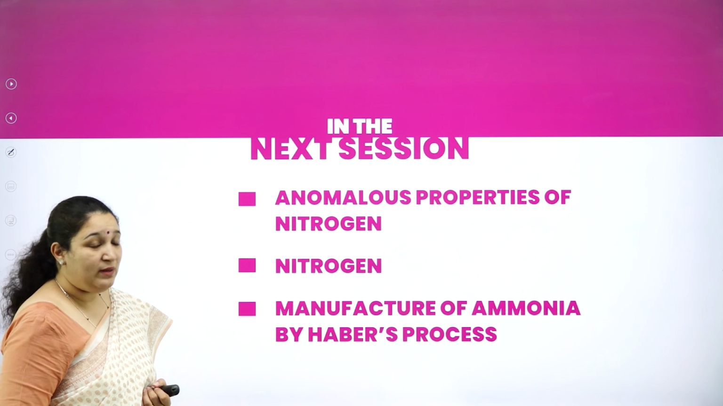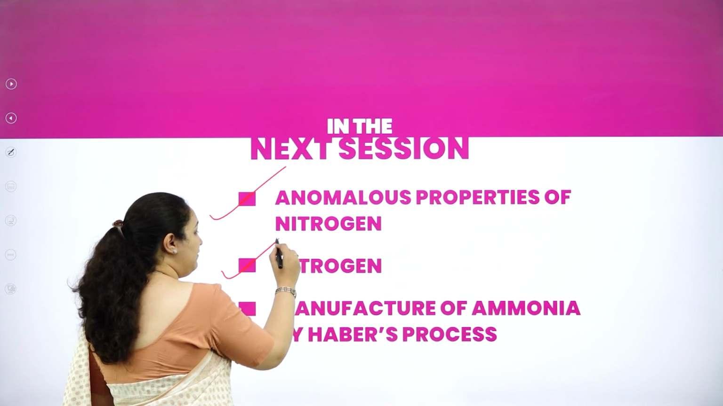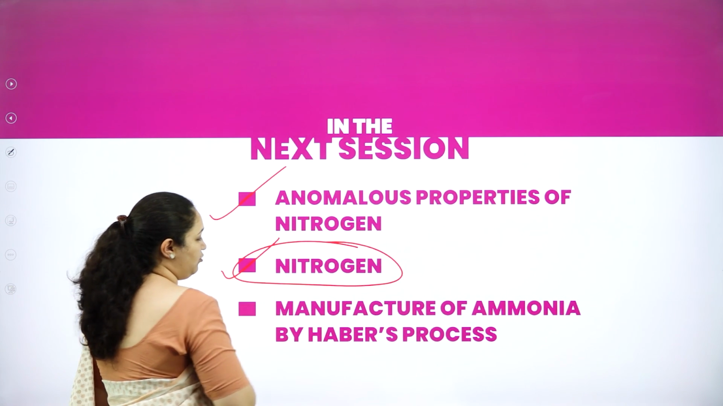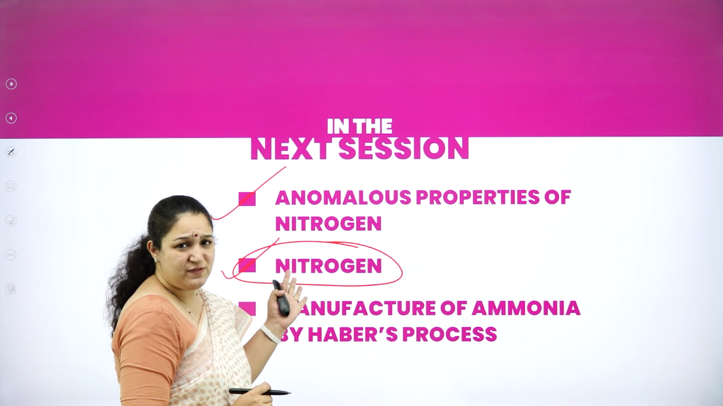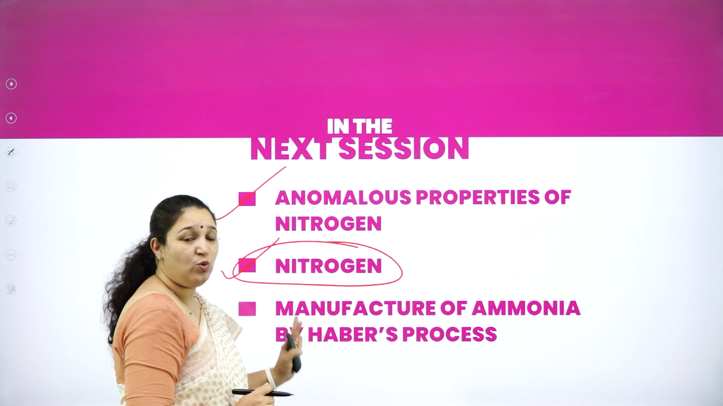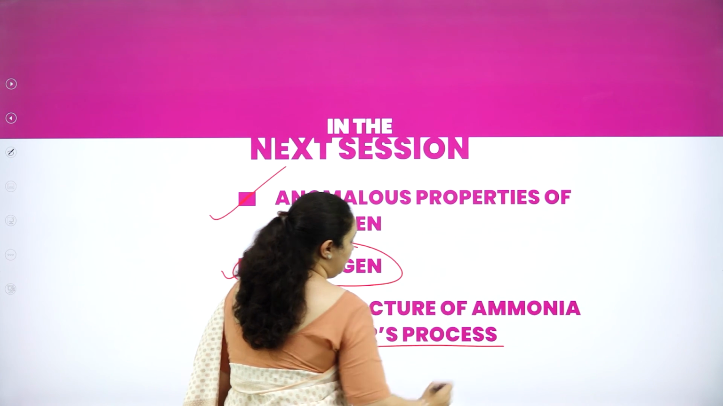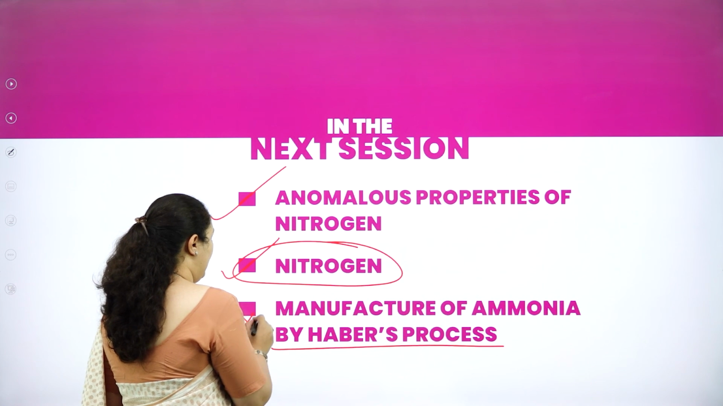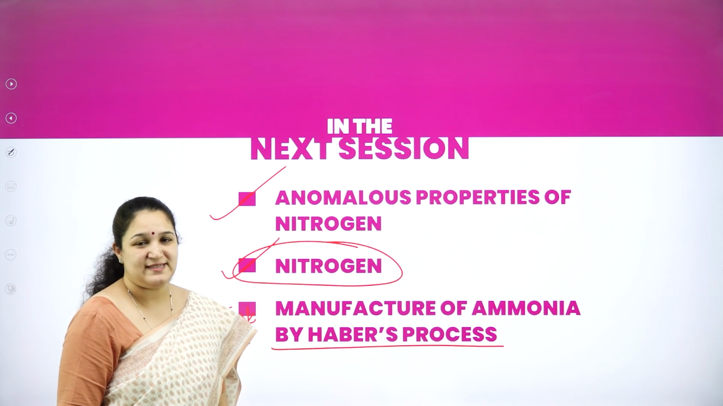Next class we will be learning about anomalous properties of nitrogen. Then we will go into the details of nitrogen, that is, we will study about its physical state and chemical properties, and also we will be studying about manufacture of ammonia by Haber's process, which is a very important question which can be asked for your exam.